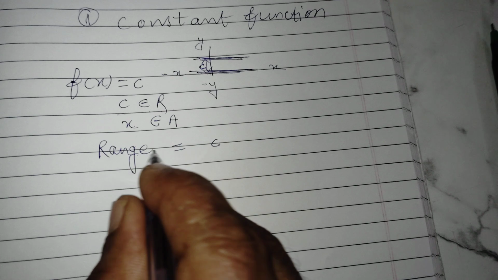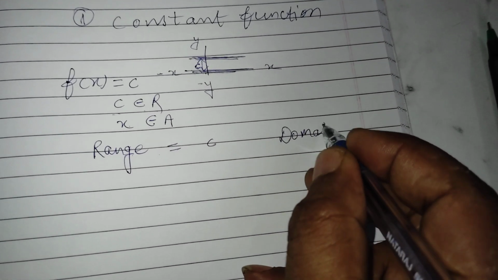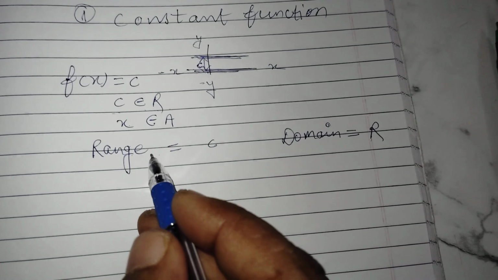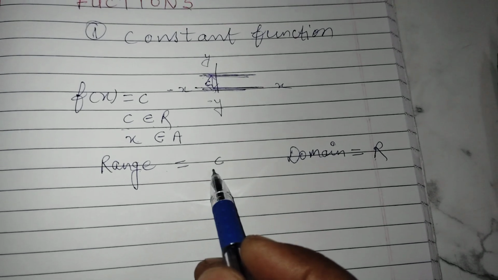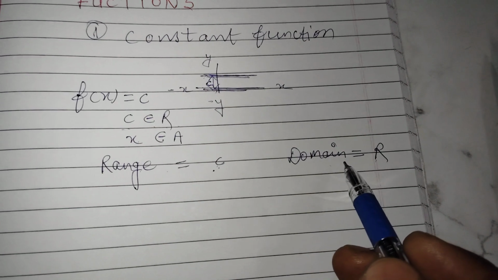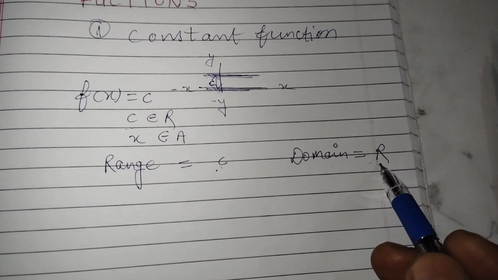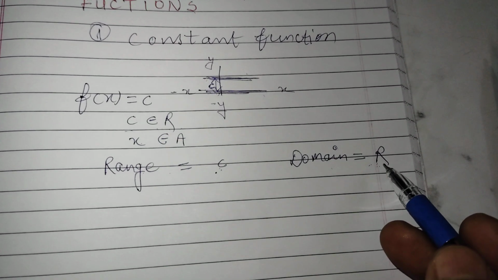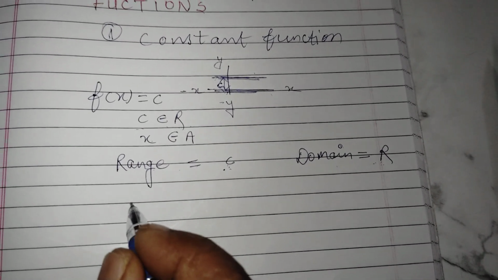Range of the function is c, and domain of this function is real numbers, R. R means real numbers. So range always gives us the value of c. C means a constant number. We get the output c always, and domain is whatever input we give, and there is no restriction for input. So domain is R and range is c for this constant function.